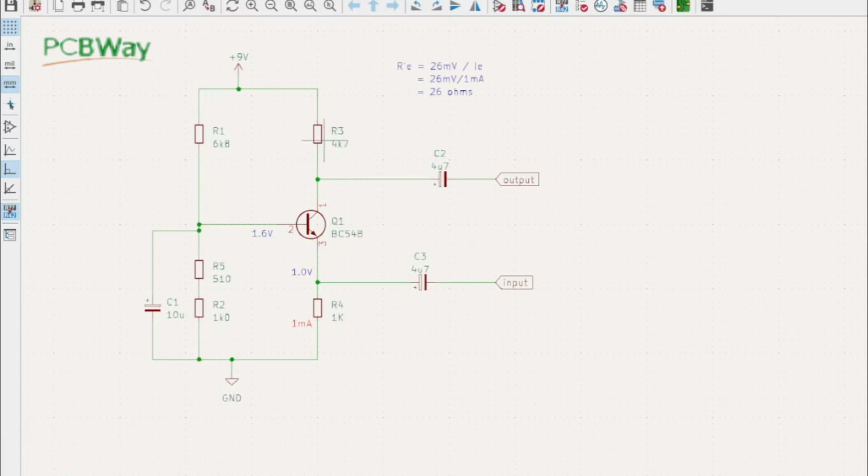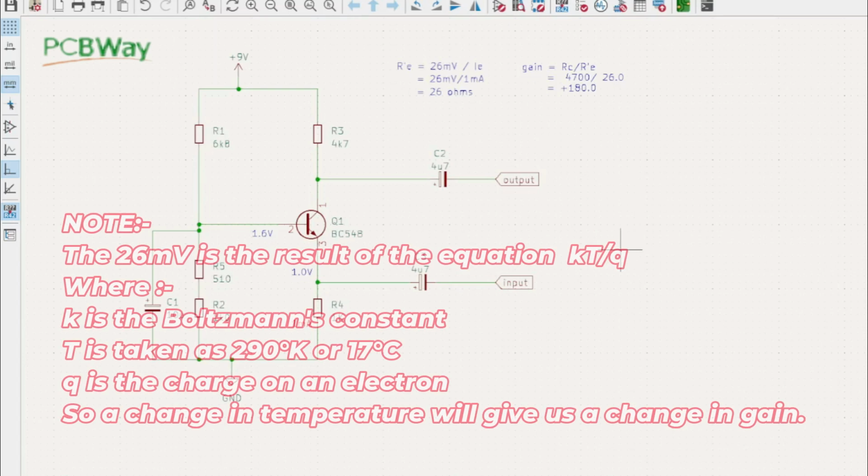And we've said that the gain is equal to RC, which in this case is the collector load resistor, which is this one, and this value. So we can bring that in, and there's our gain. 4.7k divided by 26 should give us a gain of plus 180. And I think we found, measuring at 10k, that the gain was 160. So quite close, but you know, in the right ballpark.